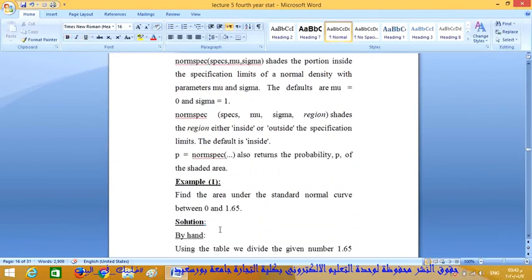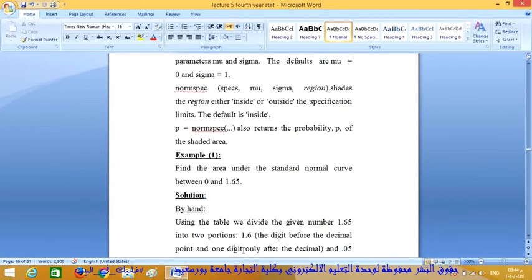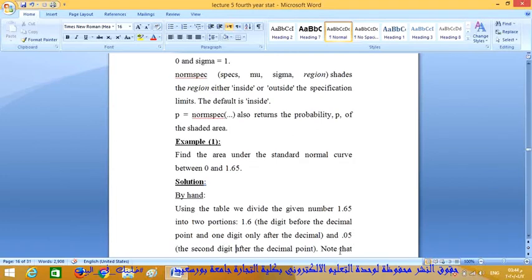Example: find the area under the standard normal curve between 0 and 1.65. By hand, using the table, we divide the given number 1.65 into two portions. The first is 1.6, the digit before the decimal point and one digit after the decimal point. The second part is 0.05, the second digit after the decimal point.